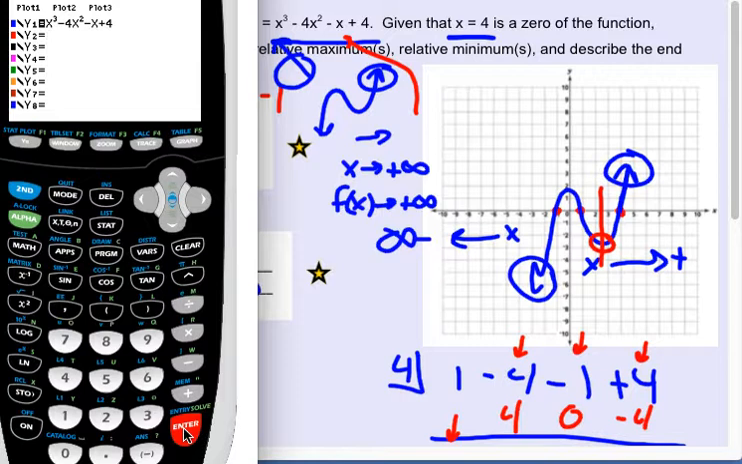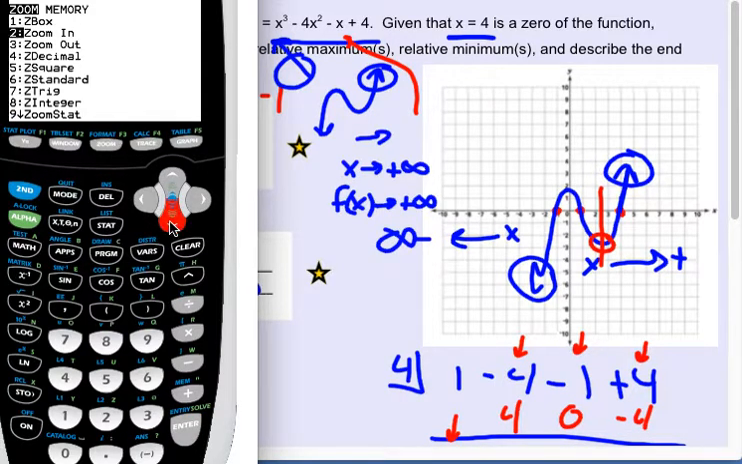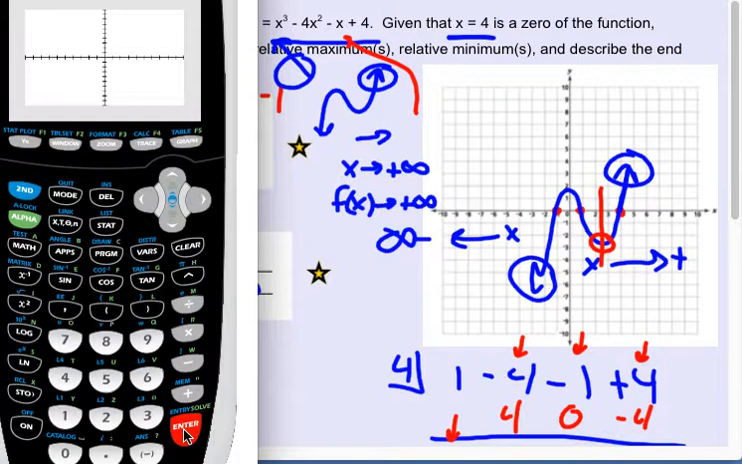And enter. I usually have to zoom to make sure I get that standard screen. I'll go down there to 6 where it says ZStandard, or zoom standard, and hit enter, and there's our graph. I hope the graph is coming. There we go. Took a little while, but we got it.